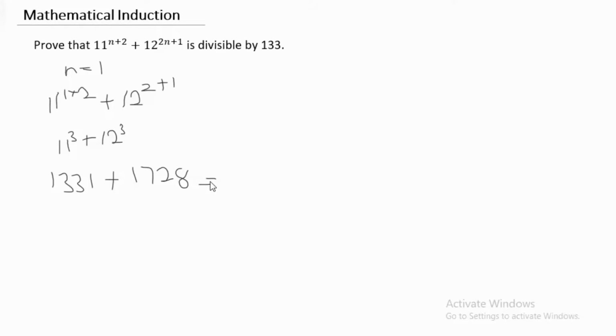So when we add both of these together, the answer needs to be divisible by 133. So if we add it together, we have 3,059. So in order to know whether n equals 1 is correct, we need to divide this by 133. And if it gives a whole number, it simply means that it is divisible by 133 and n equals 1 is correct.